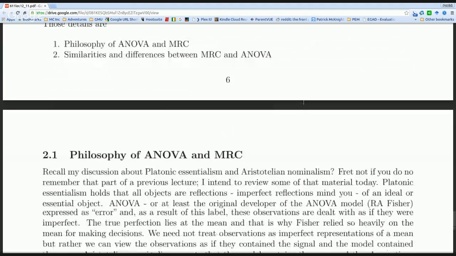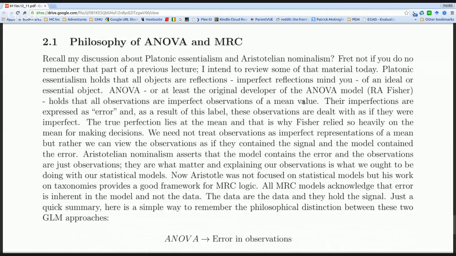So the philosophy is such that there can be two views. There are actually a lot of views in the world, but there are two views that really encapsulate ANOVA and MRC, and that is Platonic essentialism and Aristotelian nominalism. So Plato is to ANOVA as Aristotle is to MRC. So you need to remember that.